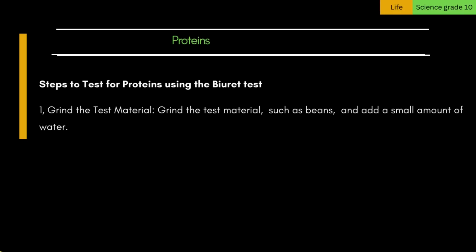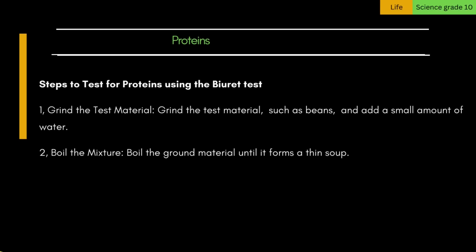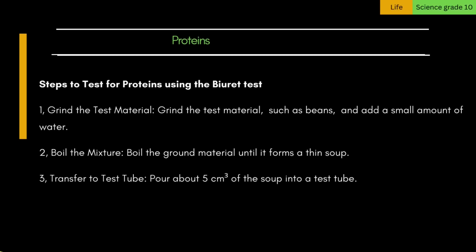1. Grind the test material. Grind the test material, such as beans, and add a small amount of water. 2. Boil the mixture. Boil the ground material until it forms a thin soup. 3. Transfer to test tube. Pour about 5 cubic centimeters of the soup into a test tube.